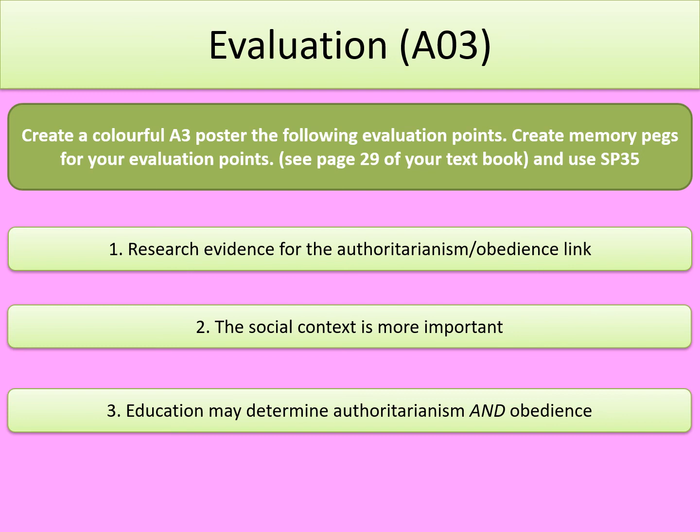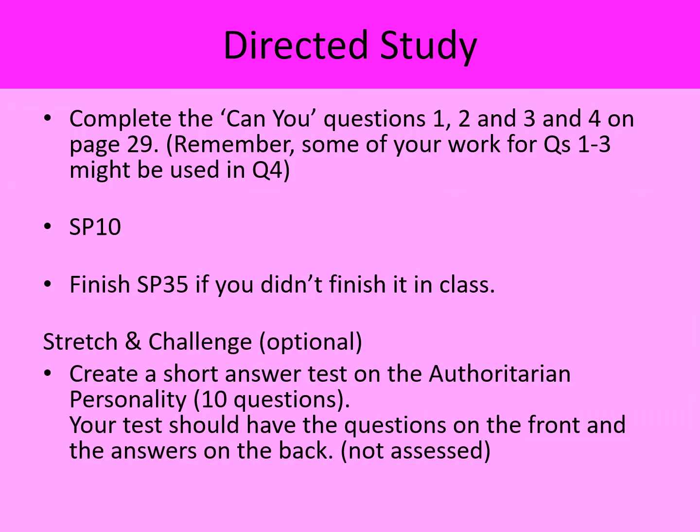So if you summarise those evaluation points on that handout SP35, once you've done that, those are the 3 evaluation points that you would need if you had a 12-mark essay question on the exam that said outline and evaluate the authoritarian personality. So the 3 evaluation points would help you provide a discussion for whether the authoritarian personality is a good explanation for why people obey.